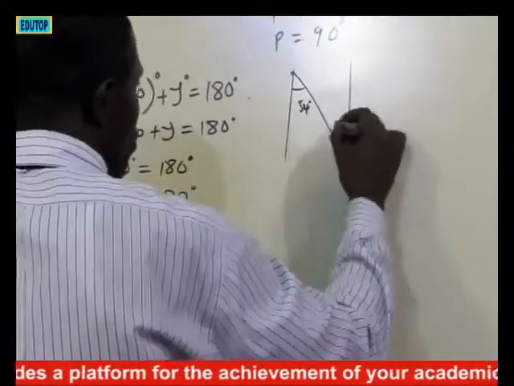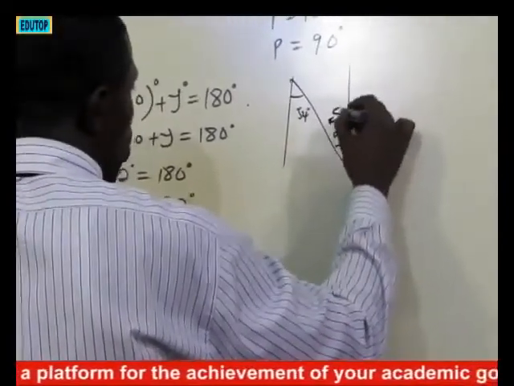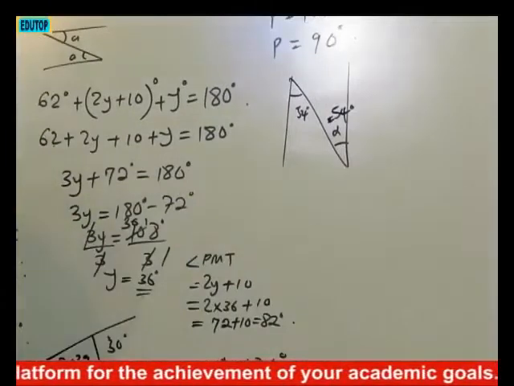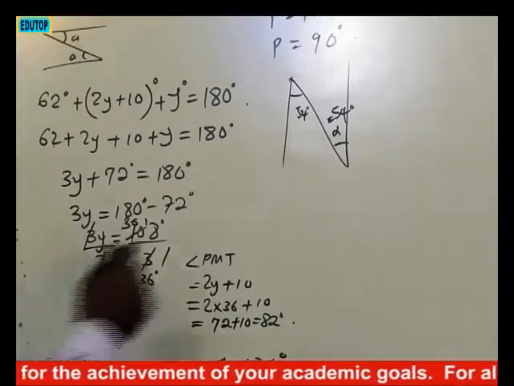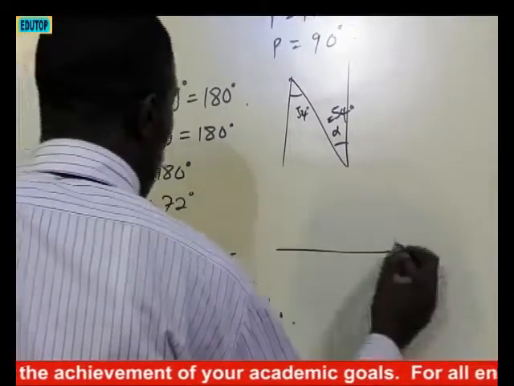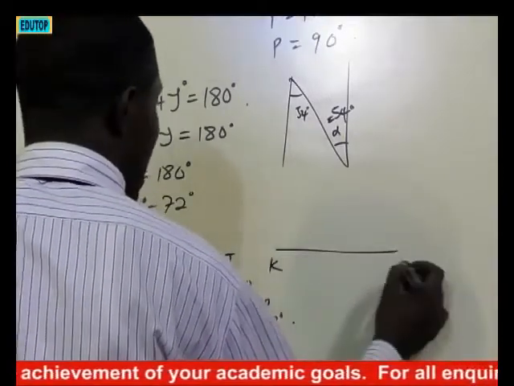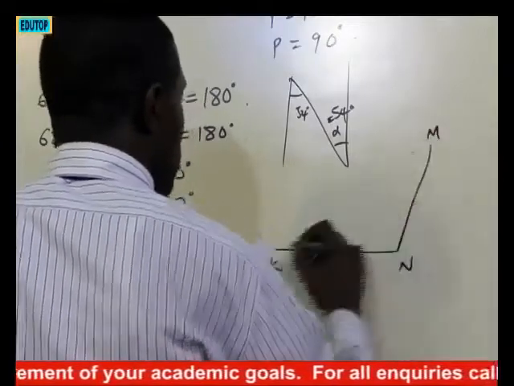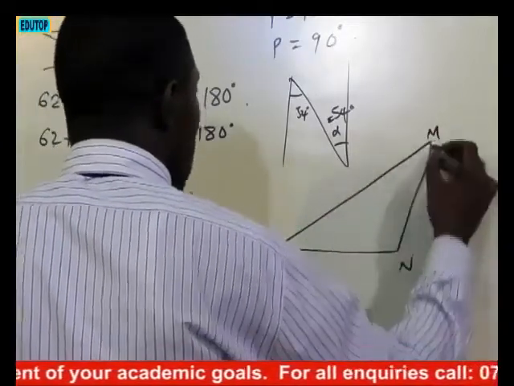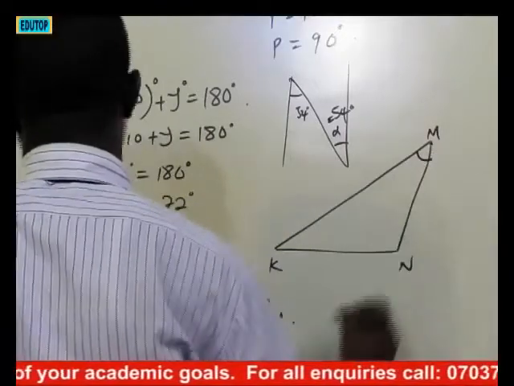Automatically, our alpha should be what? 54 degrees, because alternate angles are equal. And we know that this is a triangle. We have a triangle KNM. So this is what we are having.